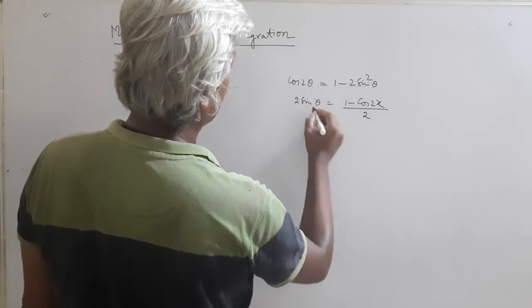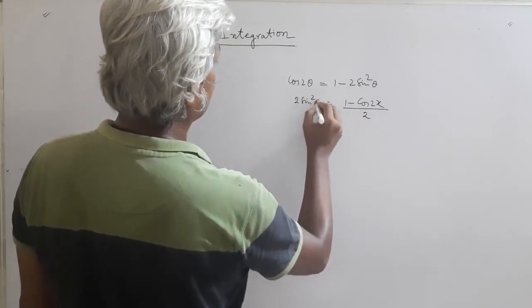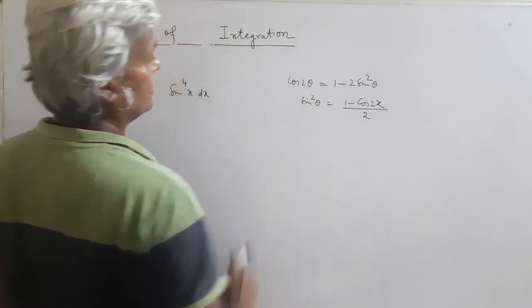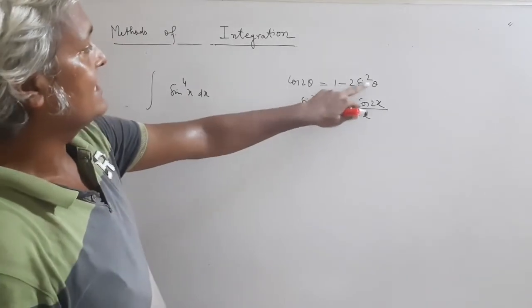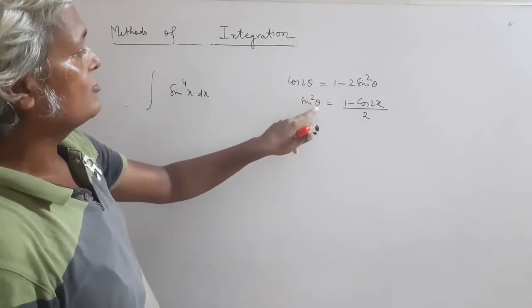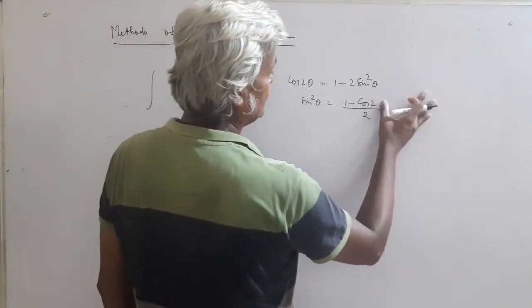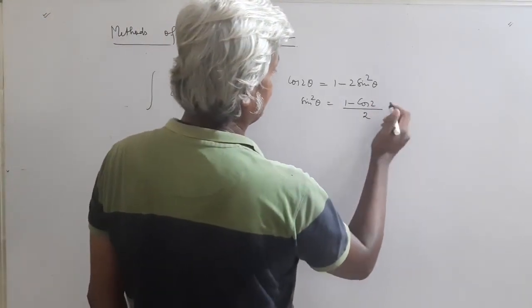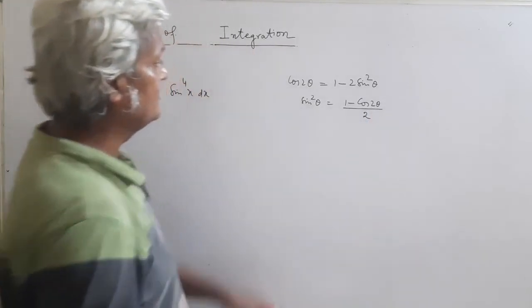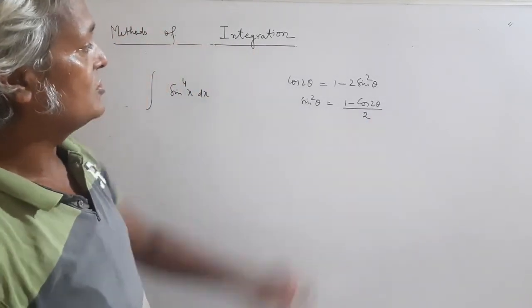This should be 2 and this should be sine square x. So now this one is not required. So sine square x, I take it on this side and then find sine square theta is 1 minus cos 2 theta. Changing the variable time and again is creating some complication. Now 1 minus cos 2 theta over 2.